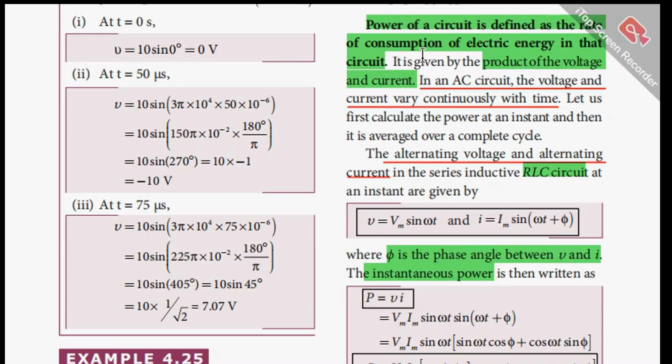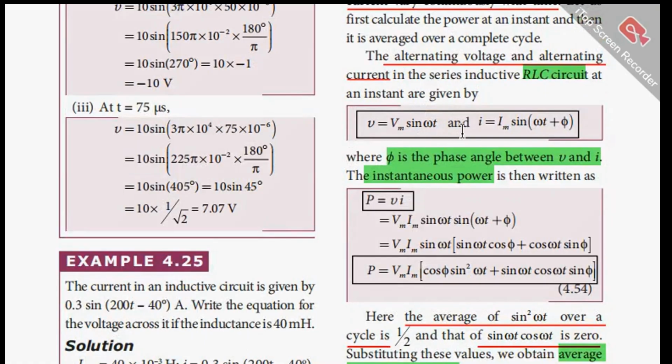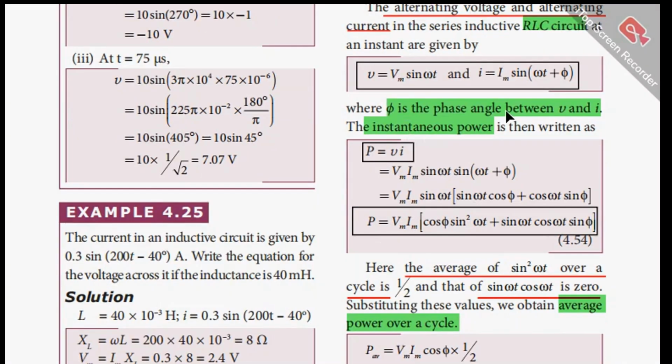The alternating voltage and alternating current in a series inductive RLC circuit at an instant are given by the expressions V = Vm sin ωt and I = Im sin(ωt + φ). From these expressions you see that the current has a maximum value of Im and the voltage has a maximum value of Vm, and this φ is the phase angle between the voltage and current.